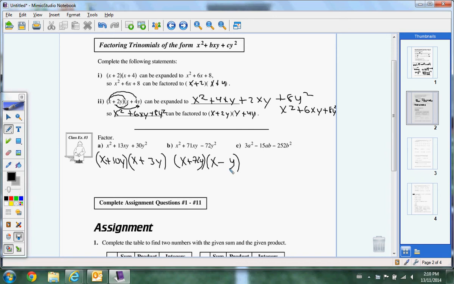What do you want to try to do first, maybe? Yeah, let's take a 3 out. Try to make our lives easier in the front. So we take a 3 out. If I take a 3 out of that, that gives me 84b squared. Okay, so I'm going to have 3. I'm going to have an A. It's a minus. I'm going to have a negative and a positive. Okay, so we're looking for factors of 84 that are 5 apart.